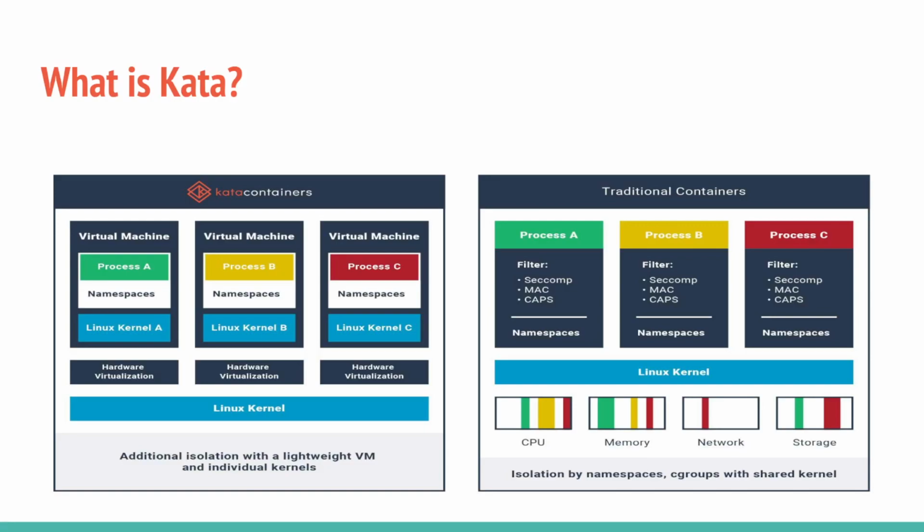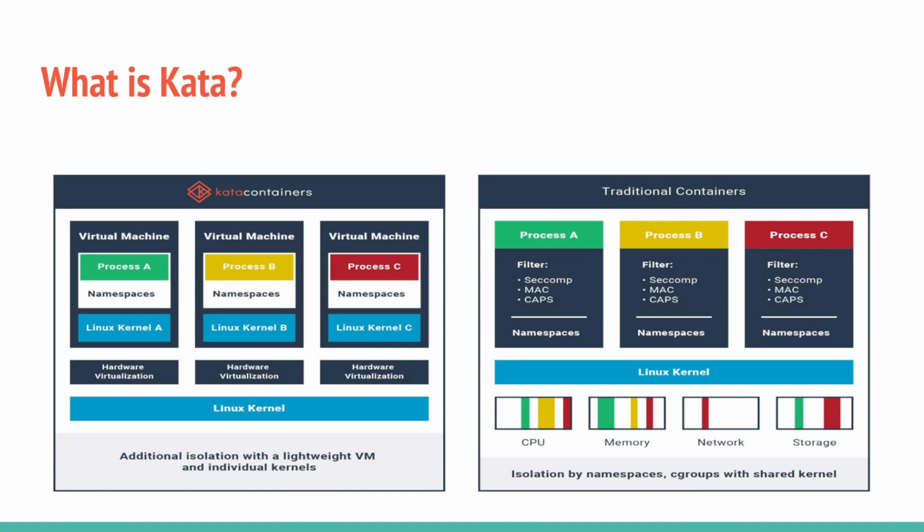Kata Containers is a lightweight virtual machine and container manager. Both containers and virtual machines are ways of isolating different programs running on the same server, so that they do not interfere with each other. Generally, virtual machines are very secure, but can be resource intensive. Containers are much less resource intensive, but not as secure.